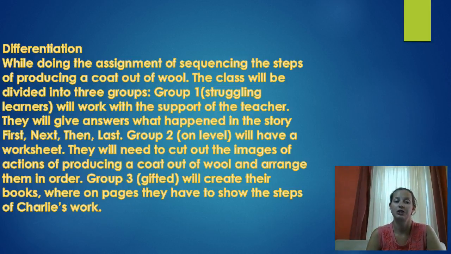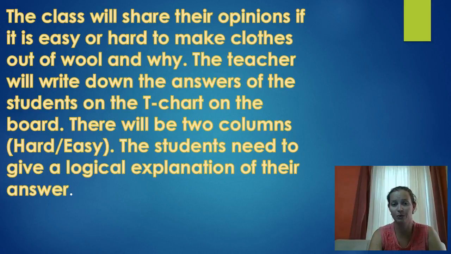When we finish, I will collect the books and the worksheets, and then we will do the assignment number 3. We will work together. That assignment will be of level 4 of thinking because I will ask the students to answer how do they judge Charlie's work. What do they think? Is it easy or hard to produce clothes out of wool? And they need to give a logical explanation of their answer.